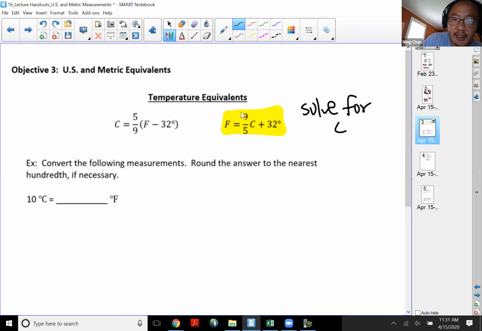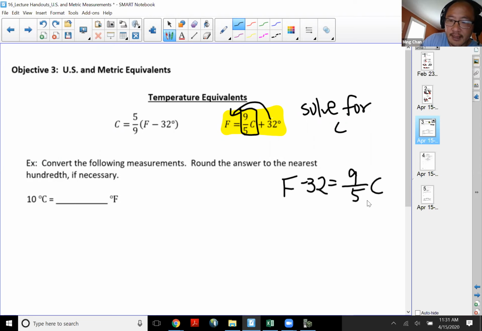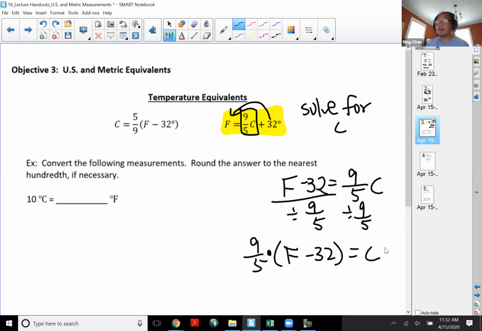So the first thing you do is to say, okay, this is my variable term. I'm going to move my positive 32 over, and I get F minus 32 equal to 9 over 5 C. So now to get C by itself, I will divide both sides by the coefficient. I'm going to count F minus 32 together as one on the left side. Division of a fraction means times the reciprocal. That's why the answer for Celsius is the reciprocal, 5 over 9, times F minus 32. Okay, that's where they come from.